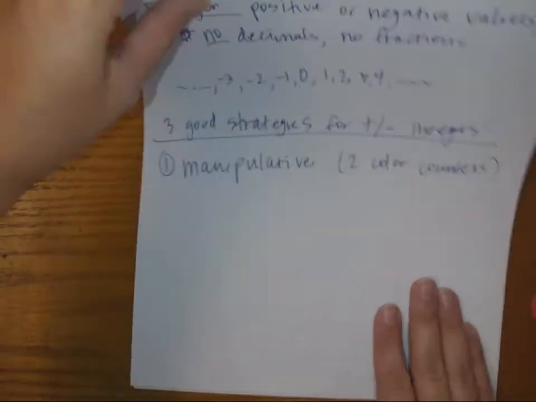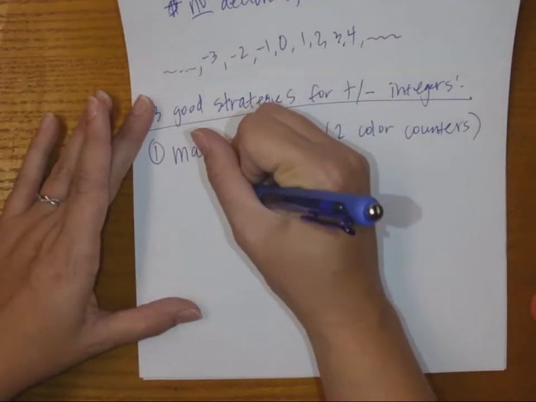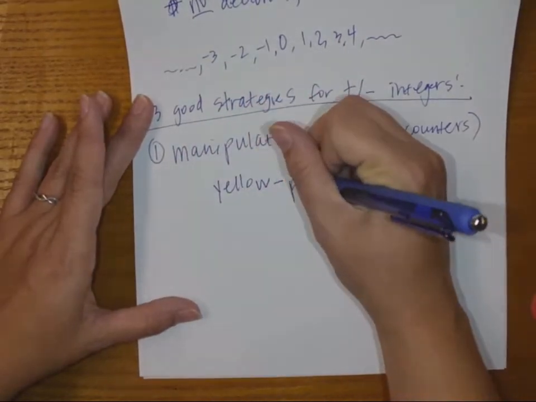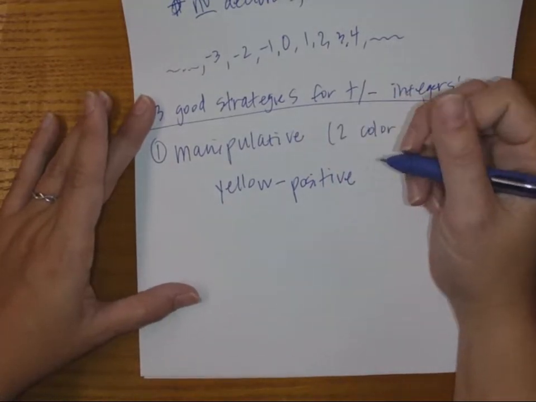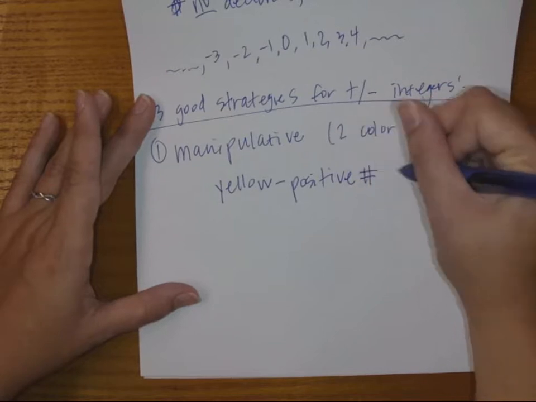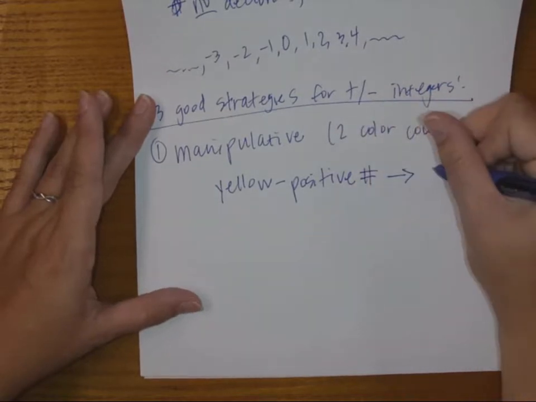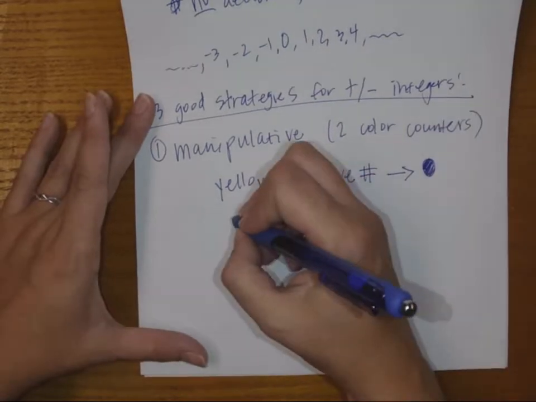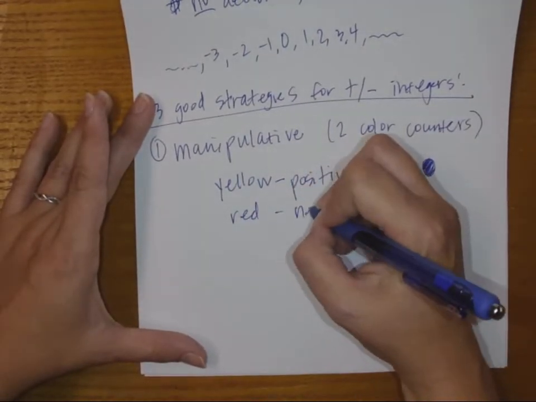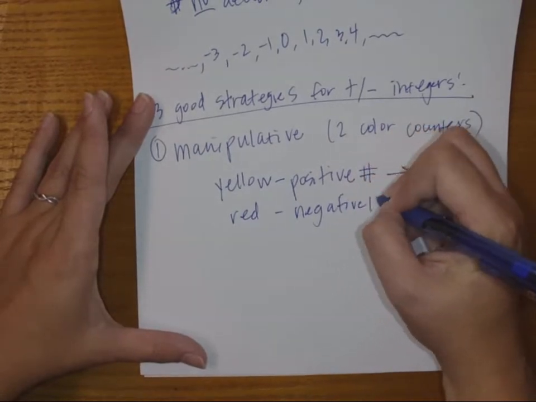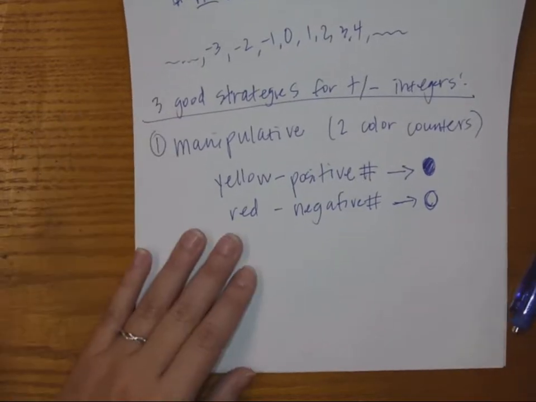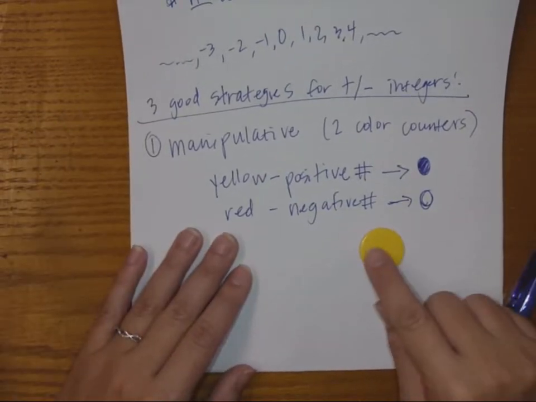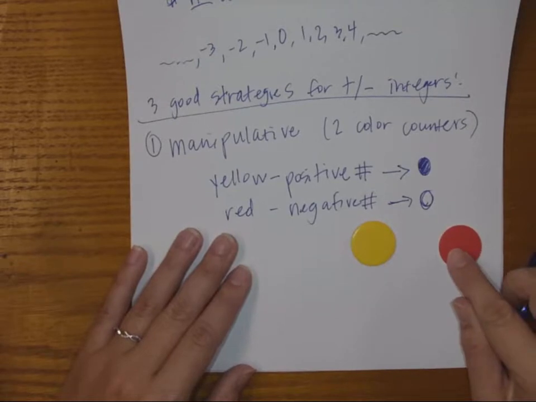So the yellow represents a positive number. So 1 yellow would be the number +1. 2 yellows would be +2, so on and so forth. And the way that we draw a yellow on our paper is a filled-in circle. And then the red ones represent negative numbers, and the way we draw those on our paper is with an open circle. So that's one thing you have to get used to: this is a filled-in circle, this is an open circle.